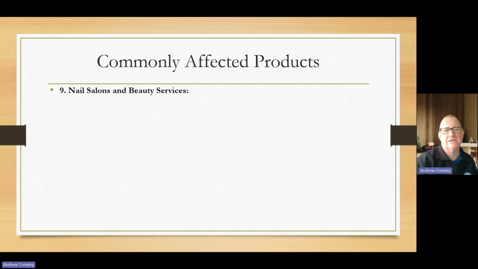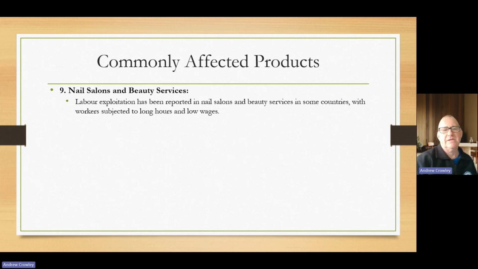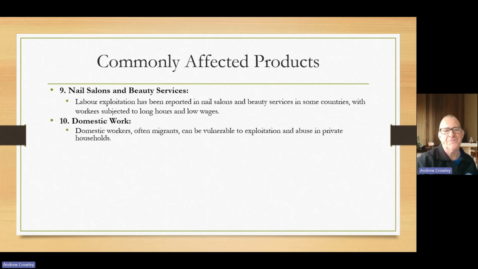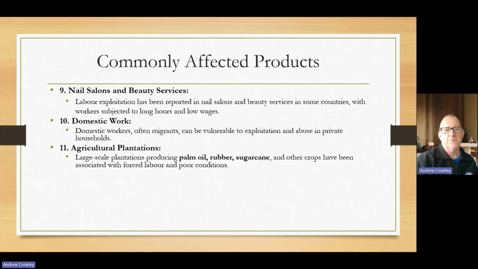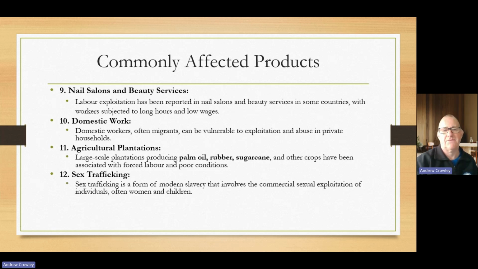The list goes on. Nail salons, beauty salons. It's been reported in nail salons and beauty services in some countries, with workers subject to long hours and low wages as well, not usually kept in the greatest conditions. Domestic work: domestic slaves are still alive and well, and domestic workers, usually migrants, can be vulnerable to exploitation and abuse in private households. Agricultural plantations, similar to farming, particularly palm oil, rubber and sugarcane, are noted to use forced labour and poor working conditions. Biggest and fastest growing is sex trafficking.